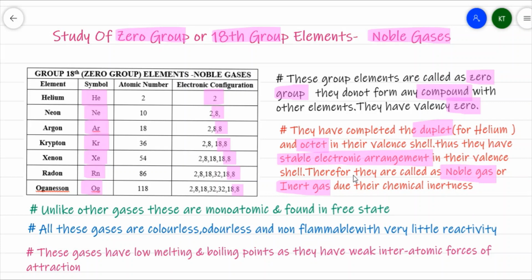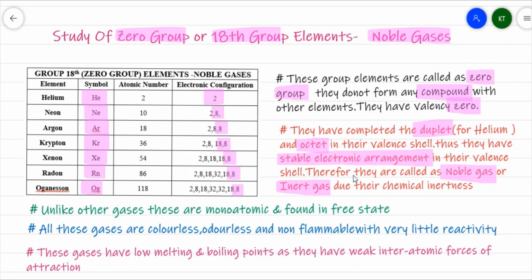See, in case of helium, you have the duplet completed. All the other elements, if you look carefully, have 8 electrons in the valence shell, which is considered a condition of stability. So, due to this stable electronic arrangement, they are considered noble gases or inert gases.